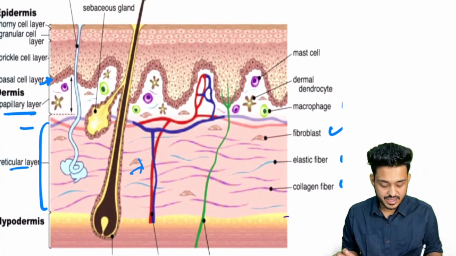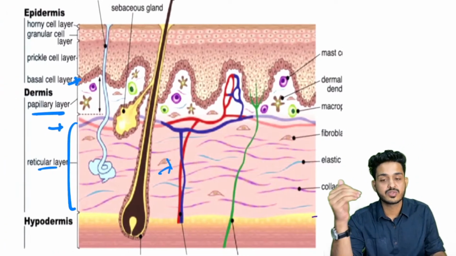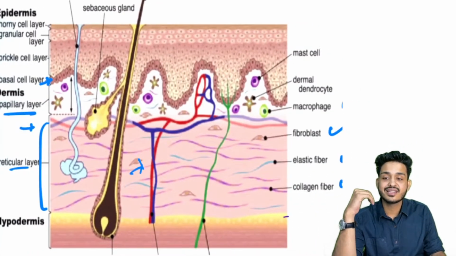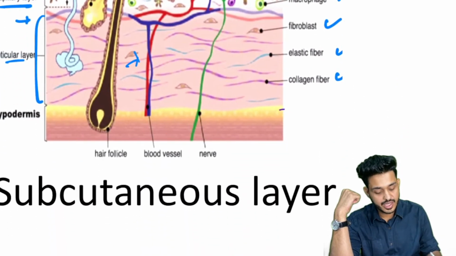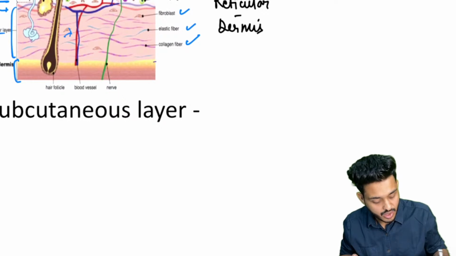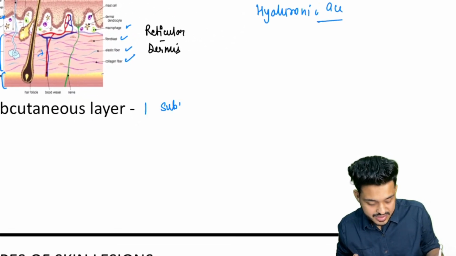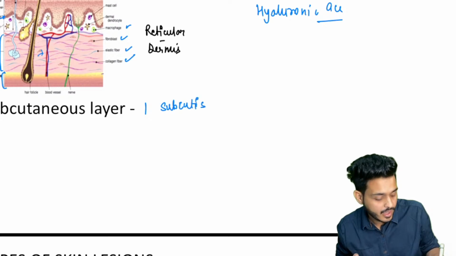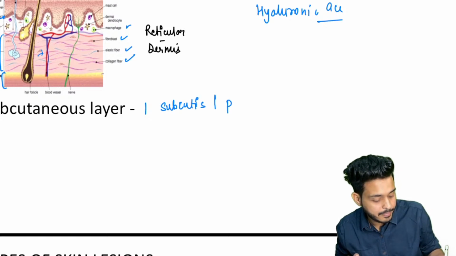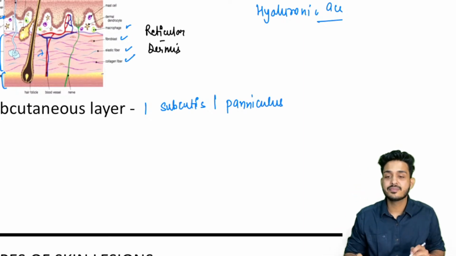Now we have seen the dermis. Dermis is also divided into two parts. First, the uppermost is the papillary dermis, and then there will be the reticular dermis. And the last one would be the hypodermis. Hypodermis is also known as the subcutaneous layer, also known as panniculus.